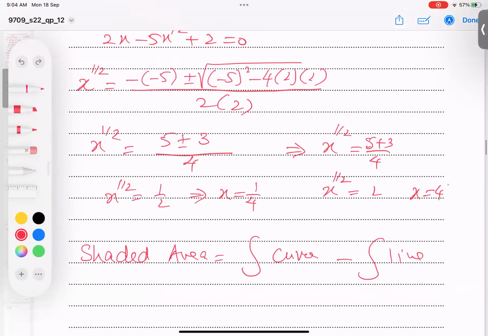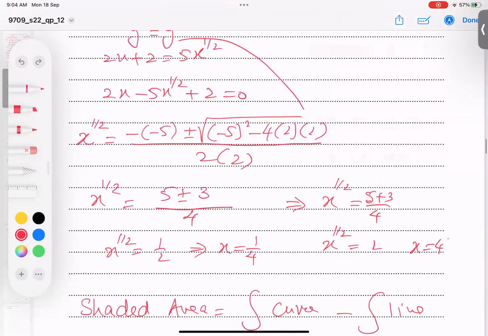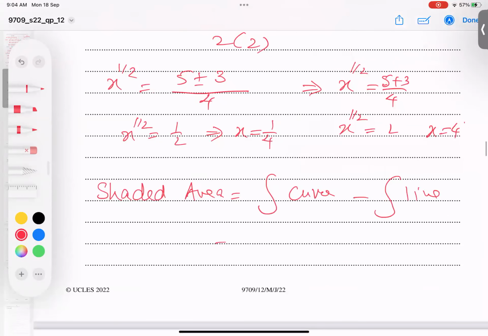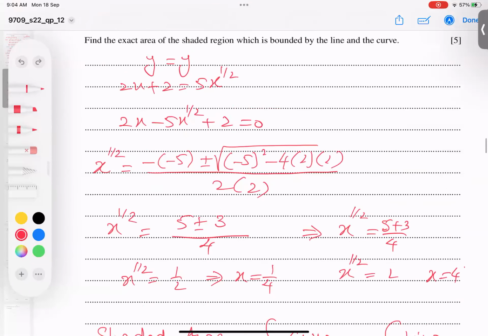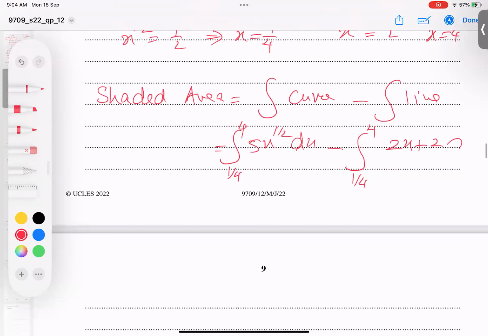So the plan is clear. Let's write the curve equation. What is the curve equation, students? The curve equation is this one: 5 x to power half dx, and the limit is 1 over 4 to 4, because of the lower limit and upper limit. Same story here, 1 over 4 to 4. And where is the line? The line is this, and this is the curve. So 2x plus 2, write 2x plus 2. And dx must be there.